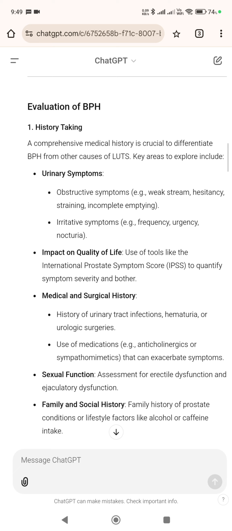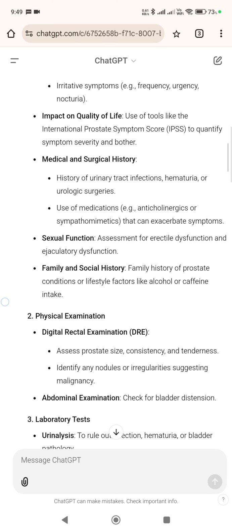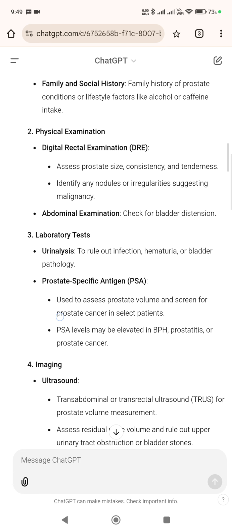Use of medications, e.g., anticholinergics or sympathomimetics, that can exacerbate symptoms. Sexual function, assessment for erectile dysfunction and ejaculatory dysfunction. Family and social history, family history of prostate conditions or lifestyle factors like alcohol or caffeine intake. 2. Physical examination, digital rectal examination, assess prostate size, consistency, and tenderness.